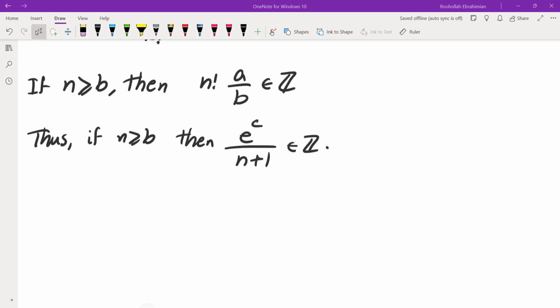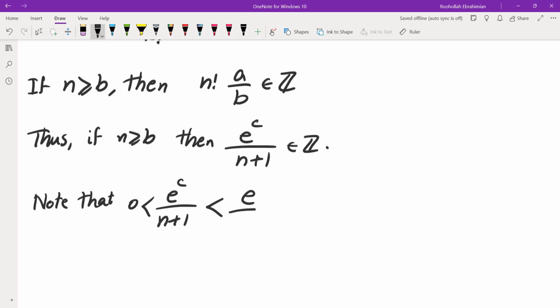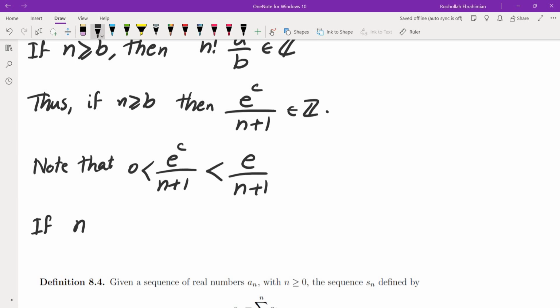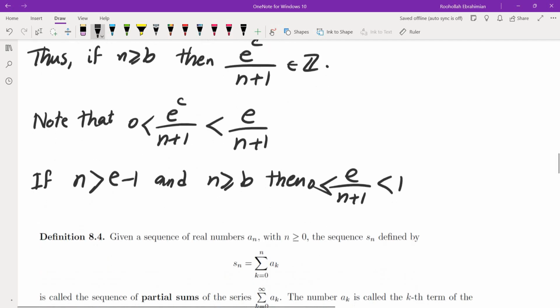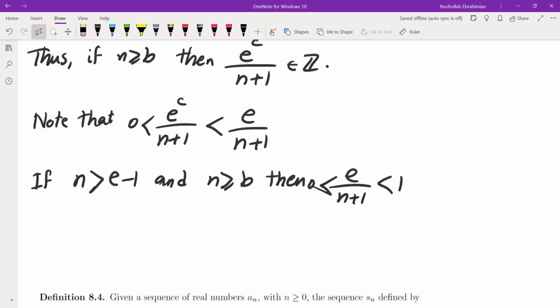Now, note that e to the c over n plus 1 is positive, and it's also less than, because c is less than 1, we don't know what c is, and c actually depends on n, but whatever it is, it would be less than 1. Now, if n is more than e minus 1 and greater than or equal to b, then e over n plus 1 would be between 0 and 1, and e to the c over n plus 1 is an integer.